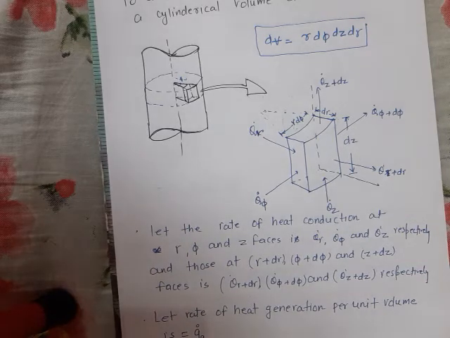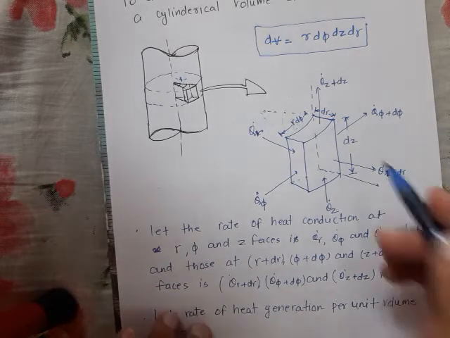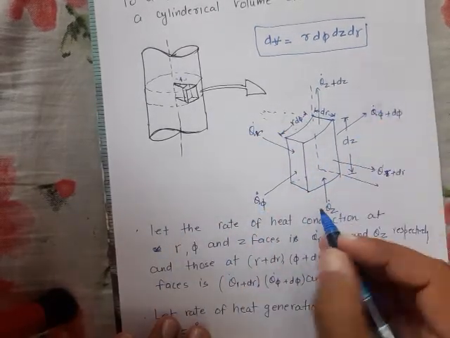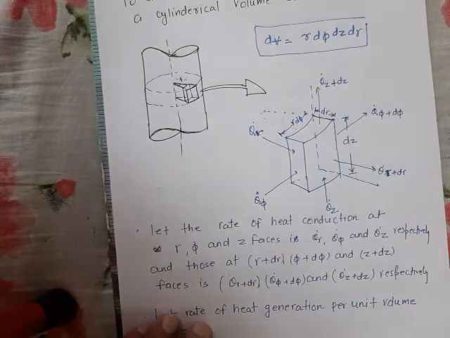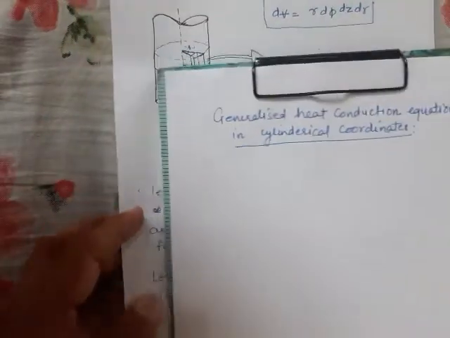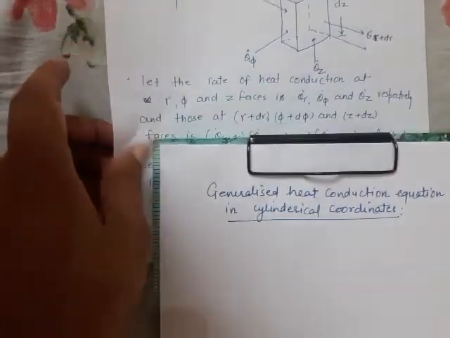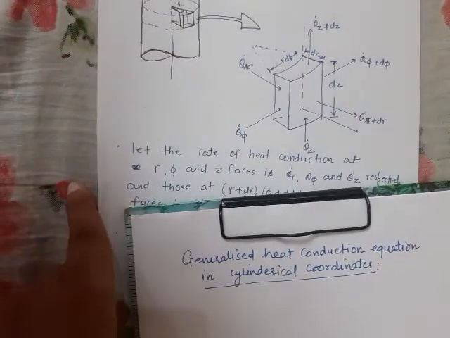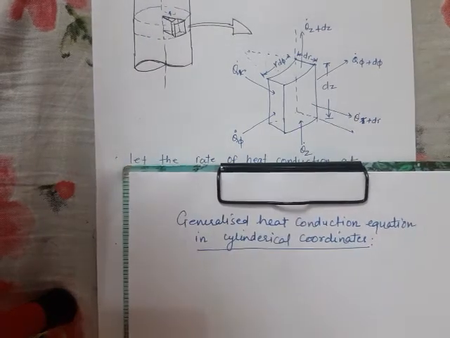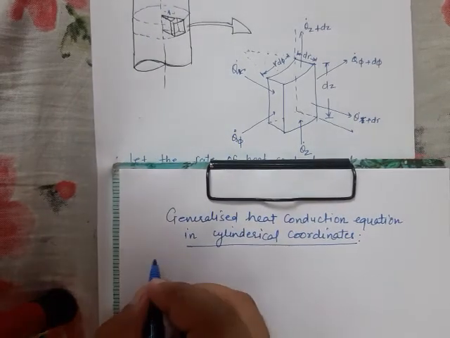Now we have to see the heat interactions of this element with its surroundings along all three directions, that is the radial direction, the φ direction and the z direction or axial direction. Now let us start deriving the equation. Let us consider heat interactions. If I write an energy balance equation for this element, please note.